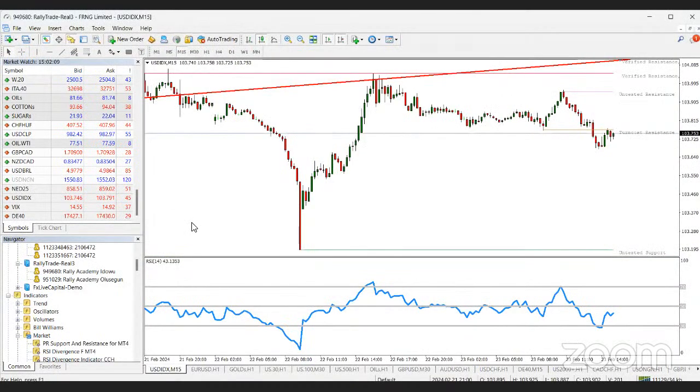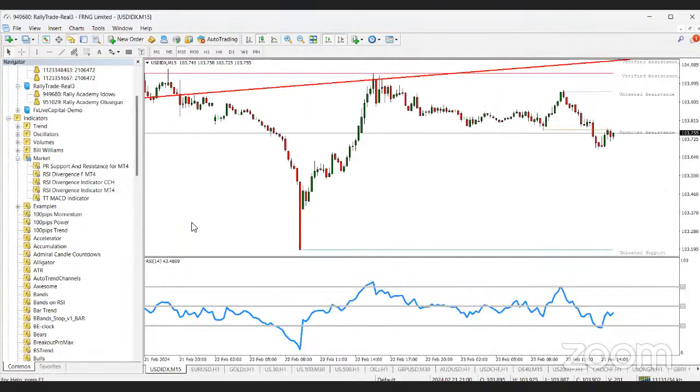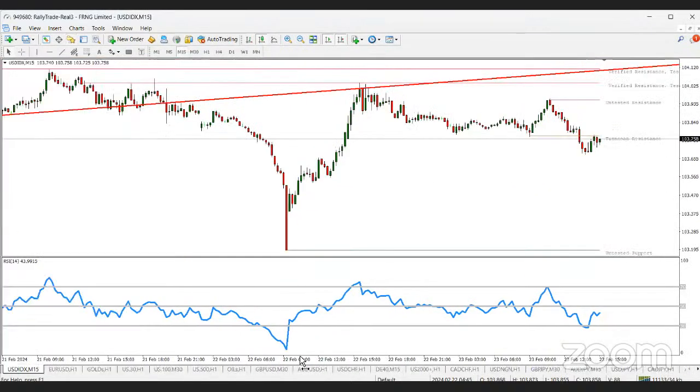Okay, so let's give a clearer chart, a bigger and wider chart. We're starting with the dollar index first. I also want to find out what kind of data we have today, if there is any high impact data.